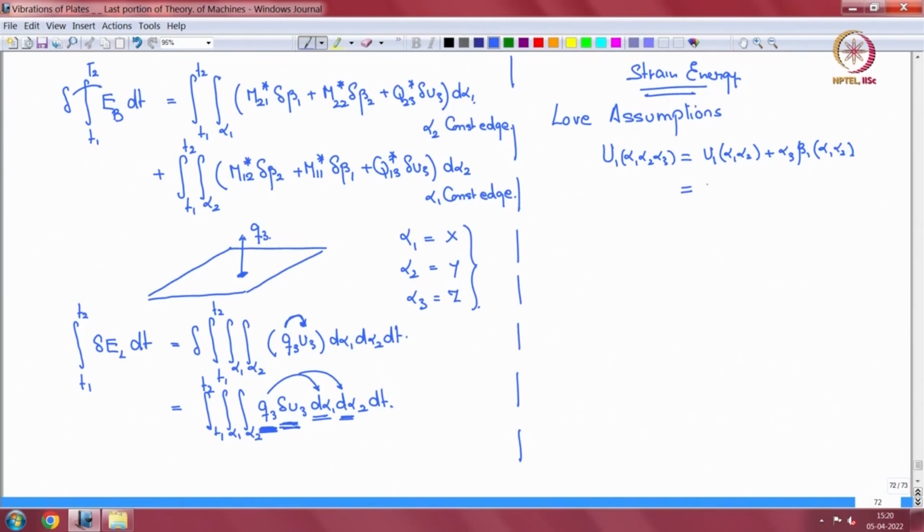So we will say u1 is equal to alpha 3 beta 1. Similarly u2 will be equal to alpha 3 beta 2. And u3 is equal to u3 of alpha 1 alpha 2.